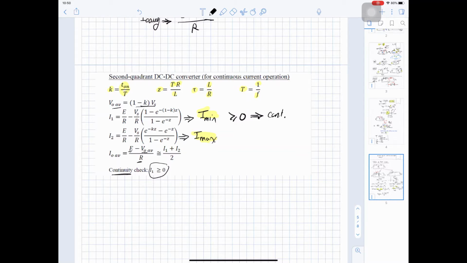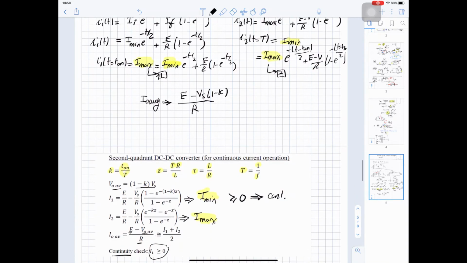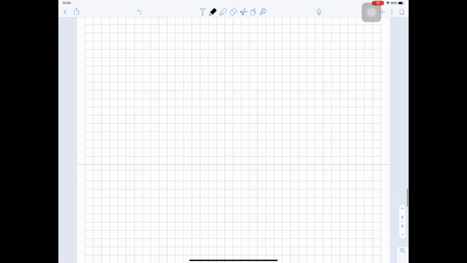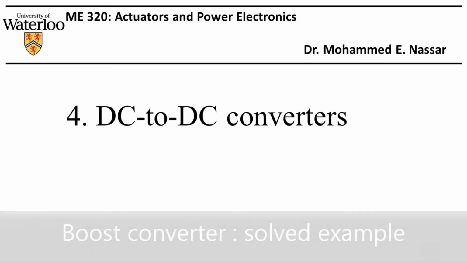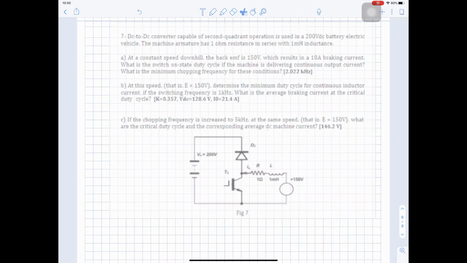So these equations will be provided to you during the final exam. So these are the equations we need for the boost converter: the average equation V average, the maximum and minimum currents, and I average. Now we can solve an example from the problem set.